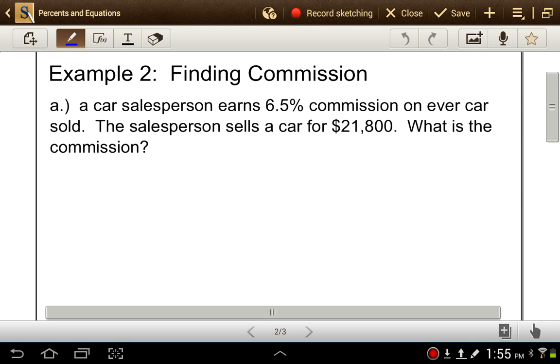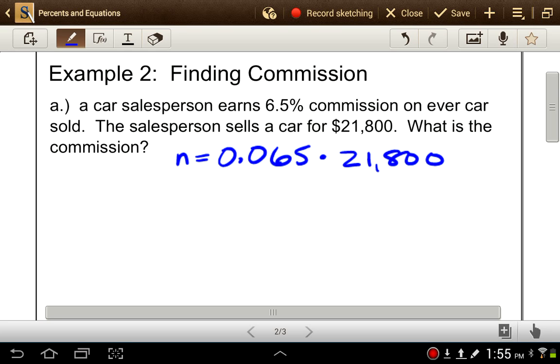So let's say a car salesperson earns 6.5% commission on every car sold. If the salesperson sells a car for $21,800, what's the commission? That's going to be how much they get paid. Okay, so this is what you'd figure out. Again, the part is what they're going to get paid. The commission is the part. The whole amount, the base amount, is the price of the car. So the part is N, I don't know that, equals 6.5%, so it's going to be 0.065 times $21,800, the price of the car.